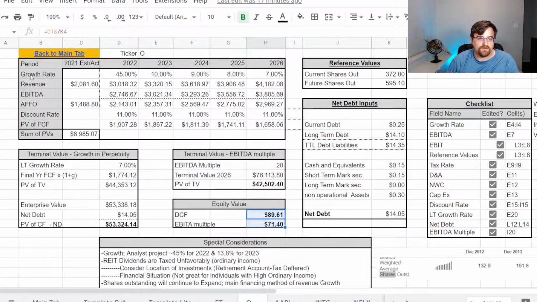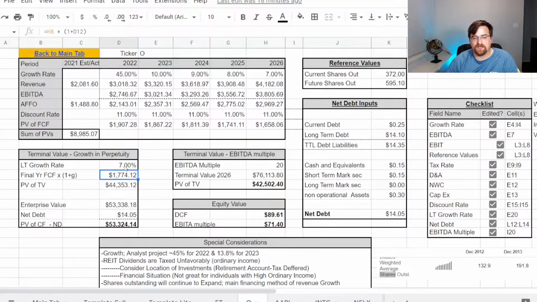So starting with the growth rate, I have them at 45%, 10%, 9%, 8%, and 7% from 2022 to 2026. The discount rate, I have at 11%. This is what's used for bringing back the free cash flow, or in this case, the funds from operations, and discounting those. Lastly, I have the long-term growth rate at 7%.